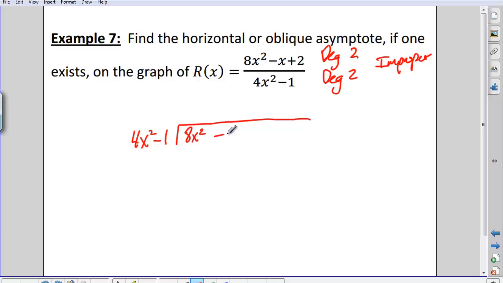Notice there's no missing terms. Minus x plus 2. No terms missing there. So we can just use what's given to us. We're going to compare those two terms there. Say, all right, what do I need to multiply 4x squared by to get 8x squared? How about a 2?